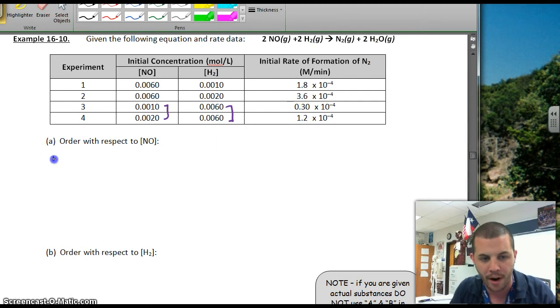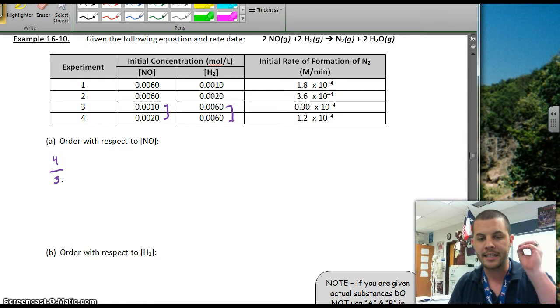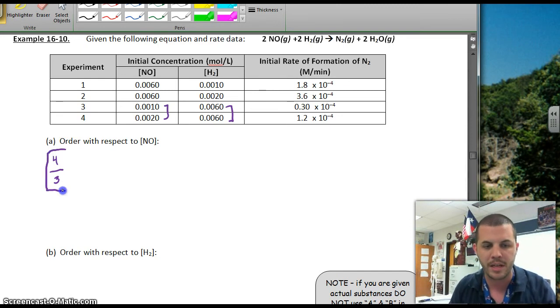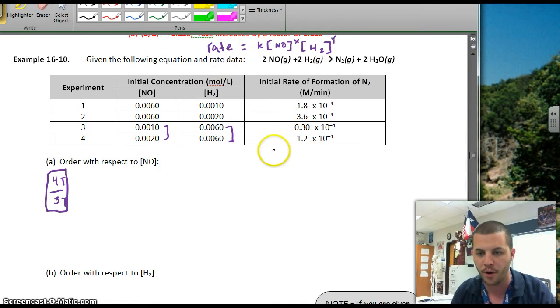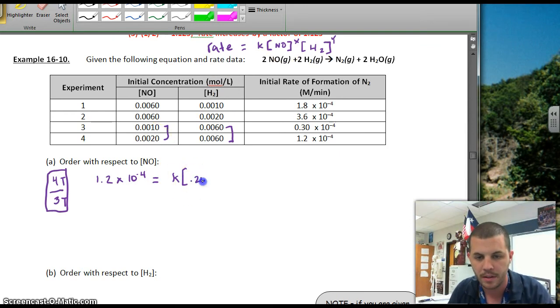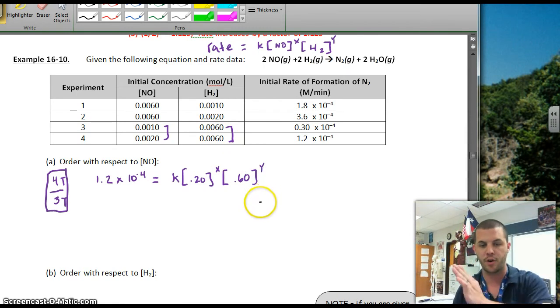So I'm going to do experiment 4 over experiment 3. Right now, I've written 4/3, and I want to tell you that 4/3 means absolutely nothing. The only reason it's written is so we remember this is trial 4 over trial 3. Now we write that same formula. The rate of trial 4, which is 1.2 times 10 to the negative 4, equals K, which is unknown, times the concentration of nitrogen monoxide, which is 0.20, to the X power, times the concentration of H2, which is 0.60, to the Y. That's everything for trial 4.